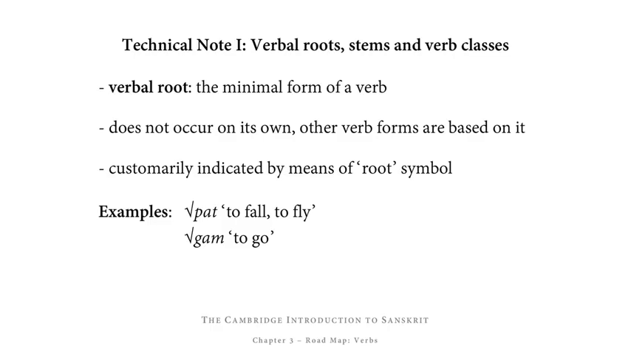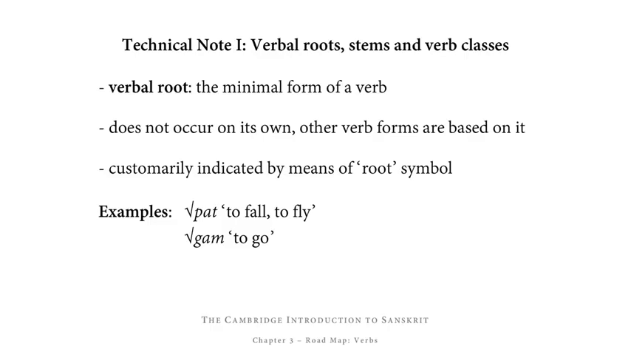At this point, I'm afraid we need to get even more technical and talk about 3 different things to do with verbs, which are verbal roots, verbal stems, and verb classes. Now, first of all, the verbal root is the minimal form of a verb. It does not actually occur on its own in any kind of text. It's a theoretical construct, but we need to know it because all other forms of the verb are based on this root. When you memorize a Sanskrit verb, you basically do that in reference to the verbal root. So just as in English you would memorize a verb as "to do" or "to be," in Sanskrit, instead of "to do," you would memorize the root form of the verb.